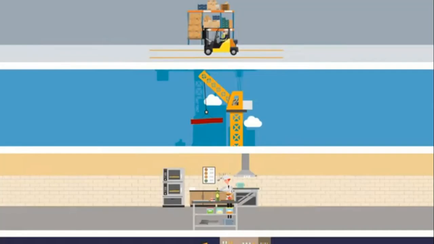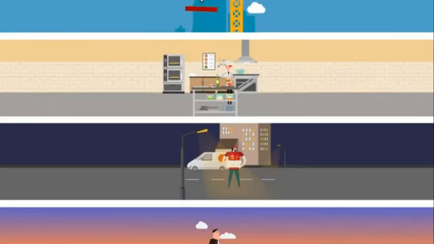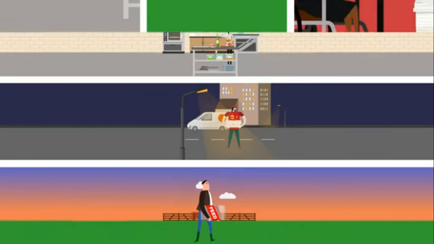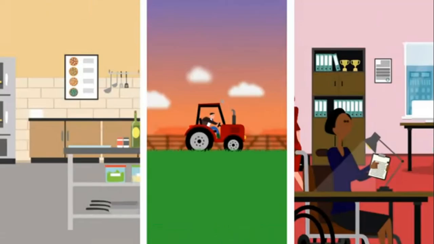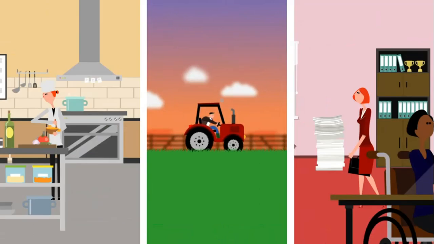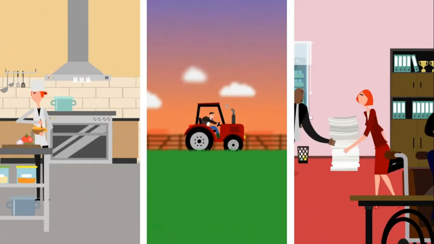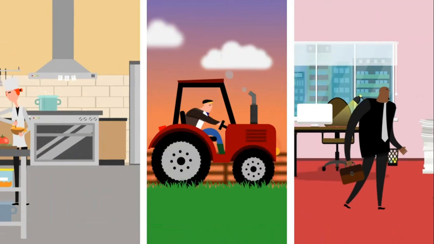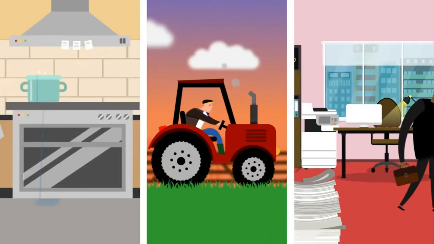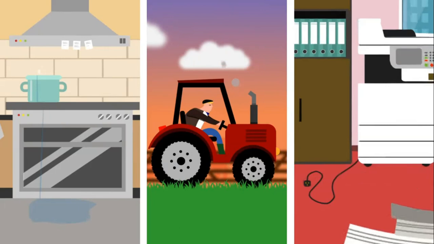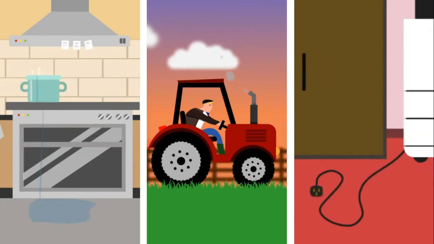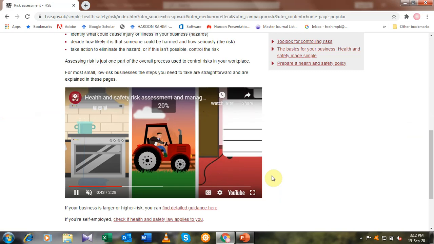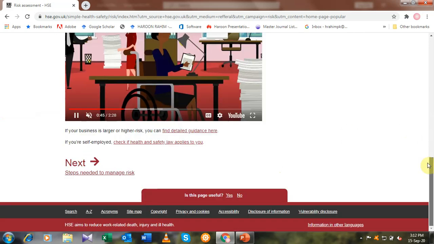For loading and for weighing, for weight, these are the general guidelines. You can see the fuming hood, but these are general and we will focus on the industrial hazards.